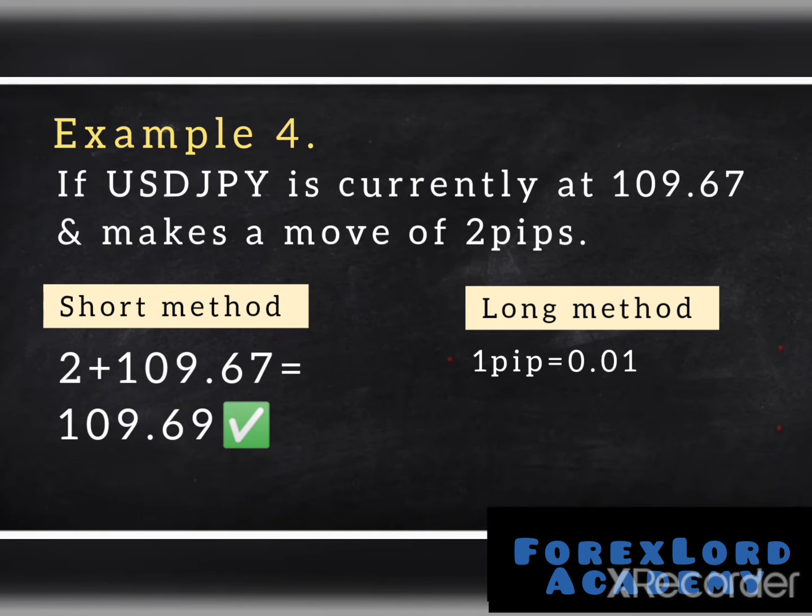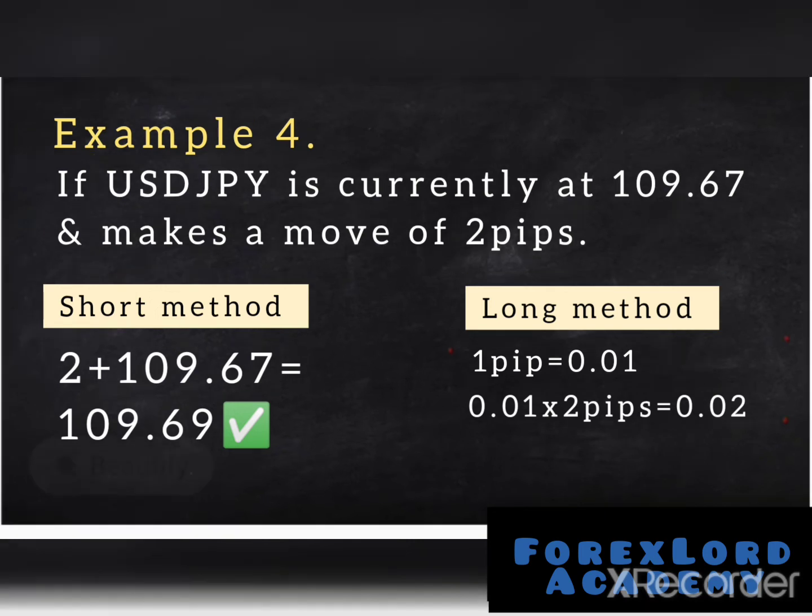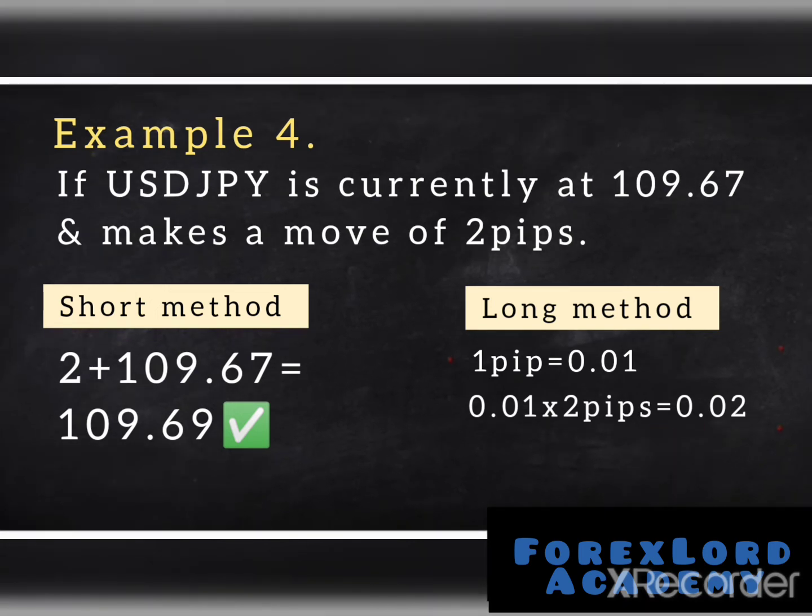The long method gives us, since 1 pip is equal to 0.01, 0.01 times 2 pips, that's the move it made, right? We'll now have the new value, which is 0.02. So 109.67 plus 0.02, our new answer is 109.69. Same answer as above, right? So both the long method and the short method are the same thing. It's just that the long method helps you understand how these things play out. It helps you not to crack your brain too much doing calculations that want to get you confused. These things are very much self-explanatory.